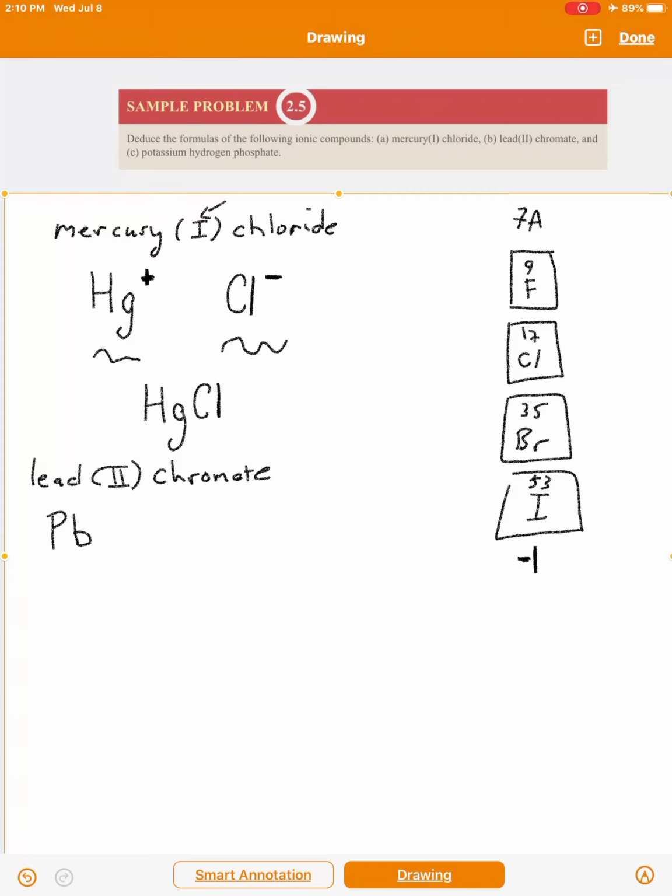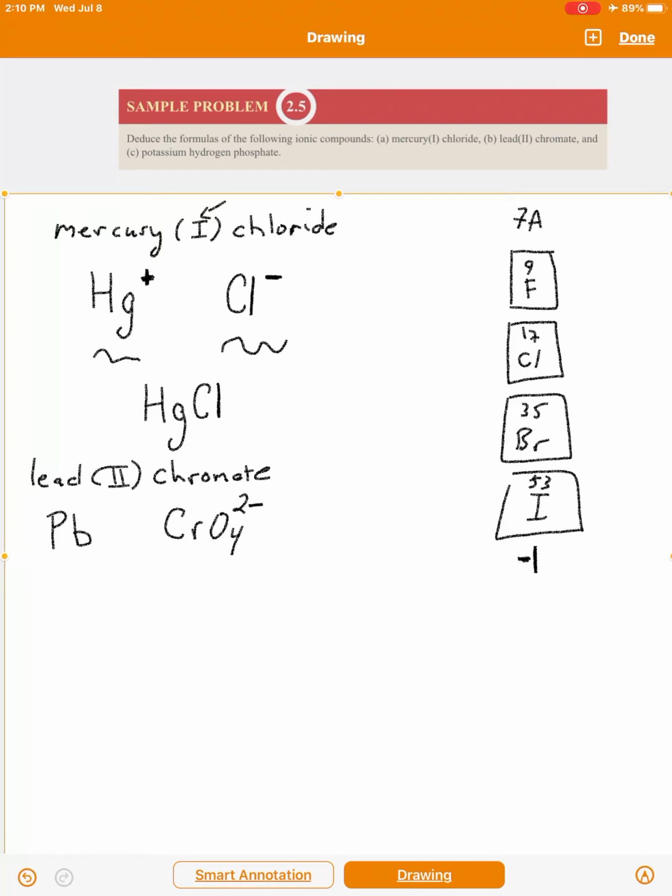Chromate, however, is not like chloride. It's a polyatomic ion, so you have to figure out what the formula of chromate is. I recommend you memorize them. They're in this section in the textbook. The chromate ion is CrO4 minus 2.